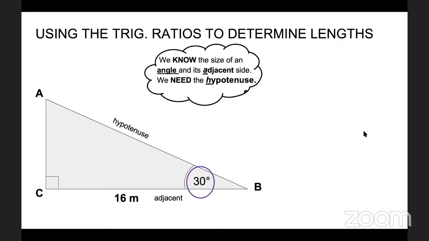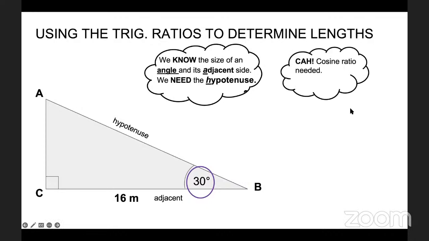Yes, Deshaun, and Kalisha, we are using the cosine. Great. So we know the size of an angle and its adjacent side. We need the hypotenuse. Cosine ratio is needed here. Let us do it together. So cosine of an angle, in this case, cosine 30, is equal to the adjacent side divided by the length of the hypotenuse. All right, let us work it out.